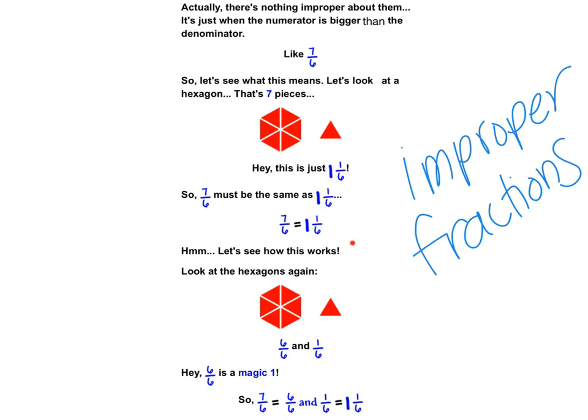These are equivalent fractions. Let's see how this works. Look at the hexagons again. 6/6 and 1/6. A 6/6 is a magic 1, so we have only an extra part. So with this one, we can say that 7/6 equals the 6/6 plus one part of a 6. So that is one whole hexagon and 1/6 of another hexagon.